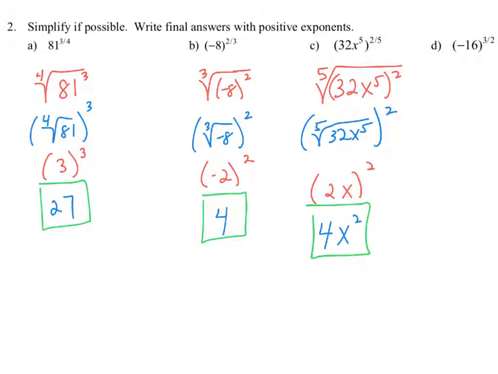The quantity negative 16 raised to the 3/2 power can be written as the square root of negative 16 to the third power. We could also consider this as the square root of negative 16 and then raise that final result to the third power. But we have a problem here because you can't take the square root of a negative number. Any index that's even, you cannot take the square root of a negative, or a fourth root, or a sixth root, or any even root of a negative number. So this is not a real answer.